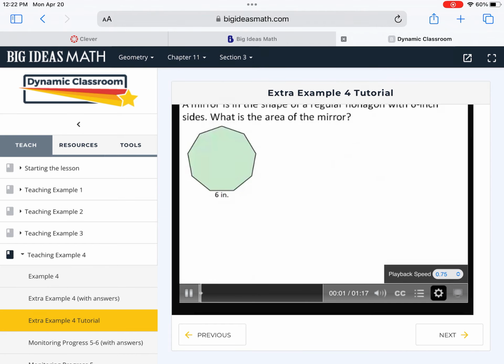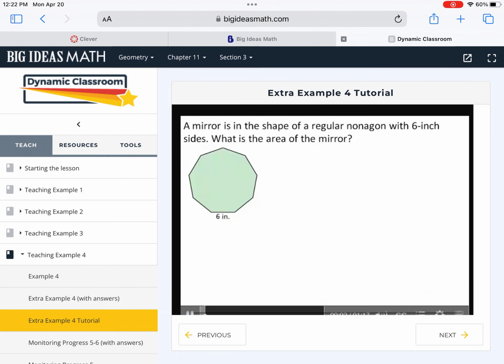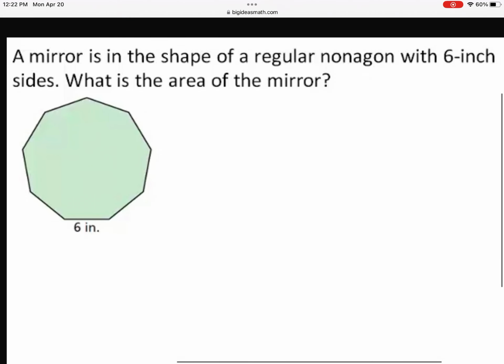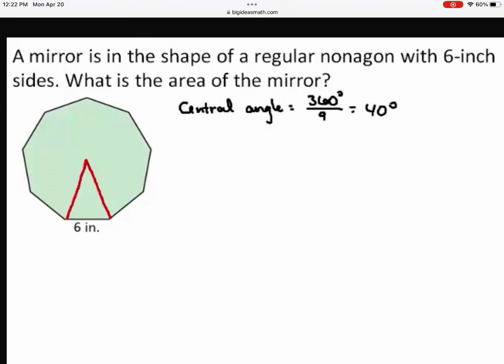A mirror is in the shape of a regular nonagon with 6-inch sides. What is the area of the mirror? The central angle equals 360 degrees divided by 9, which equals 40 degrees. Then notice that the segment from the base of the nonagon to the center of the nonagon is an apothem. So the top angles in the two right triangles shown are 20-degree angles.